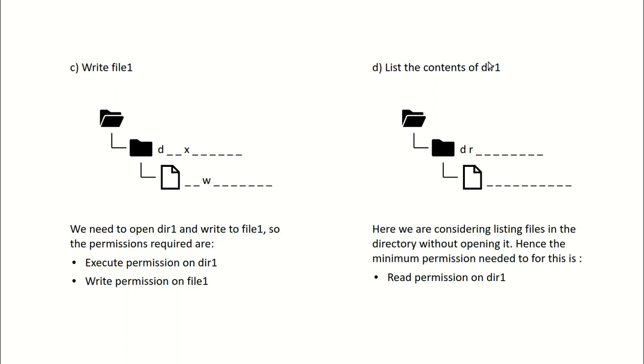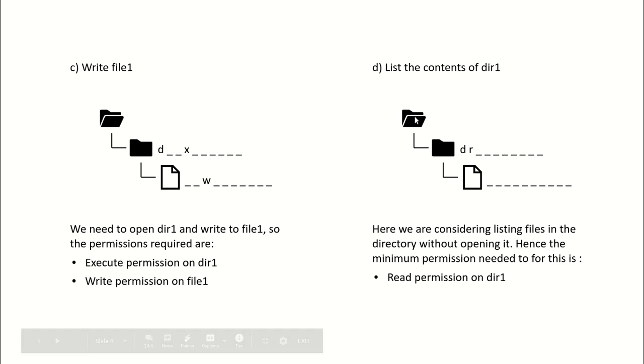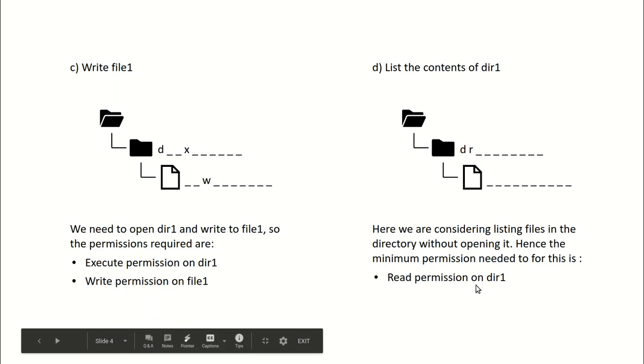And finally, we need to be able to list the contents of dir1. If we are using a terminal, we can list the contents of a directory without going into the directory. So the only permission needed is the read permission, with which we can stay at the parent directory and list the contents of dir1, which is the child. But if you want to open this in a GUI, then you will need the execute permission to first open this directory to see the contents inside it. But since we are dealing with minimum permission, we can go with only read permission for dir1. So these are the 4.